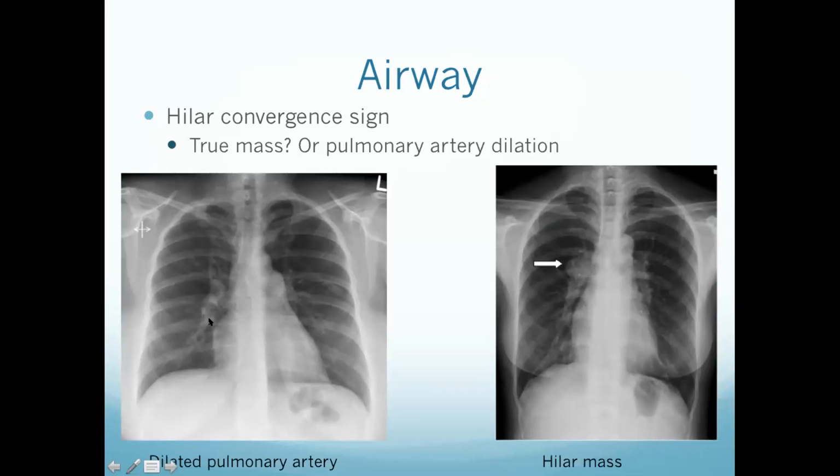And the convergence sign essentially means that if you look just beyond it, the pulmonary vasculature all converges centrally. So it's all linked up and it all converges centrally onto the main part, which you think is a mass, then that would be a dilated pulmonary artery rather than a tumor or anything like that. But on the other image, you'll see there's the mass there, but there's nothing converging onto it. So you'd say that's more of a true mass.